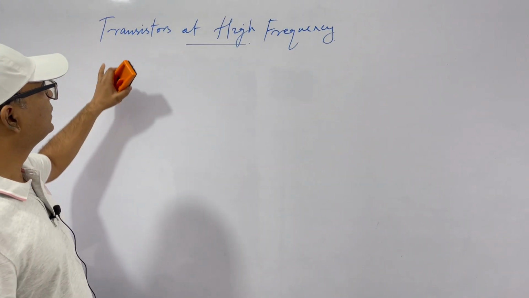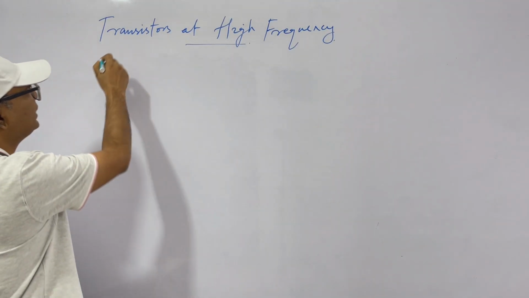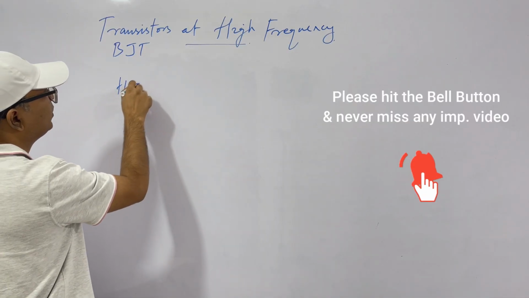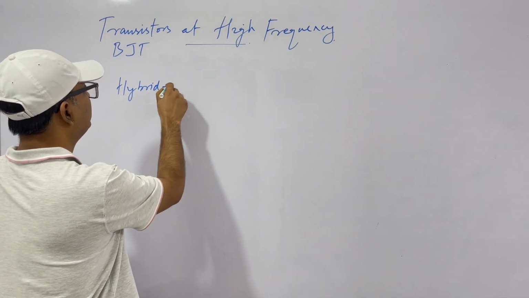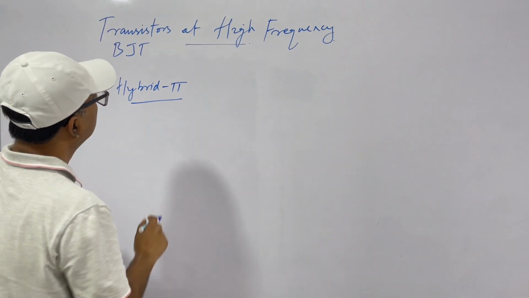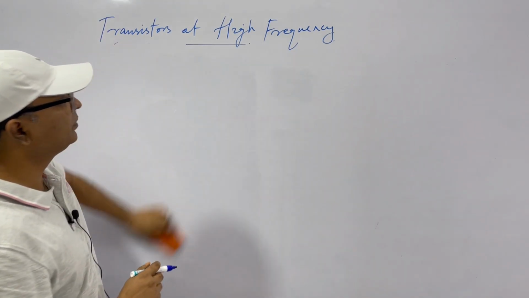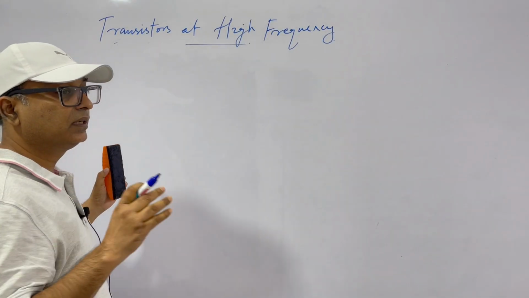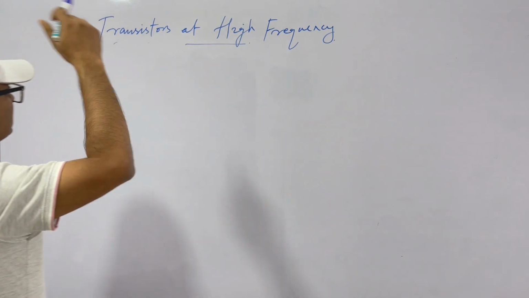So we are discussing transistors at high frequency. Transistors means BJT. BJT at high frequency, and the model is the hybrid pi model. This is not a qualitative discussion. We are only doing the quantitative part. So let's see what the hybrid pi model is, which depicts the functioning of a transistor, a BJT, at high frequencies.